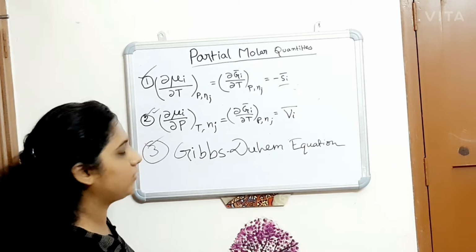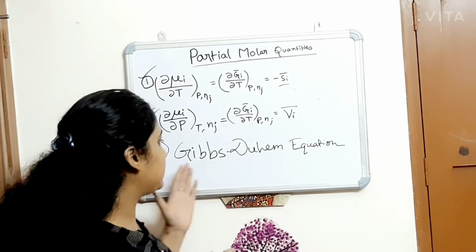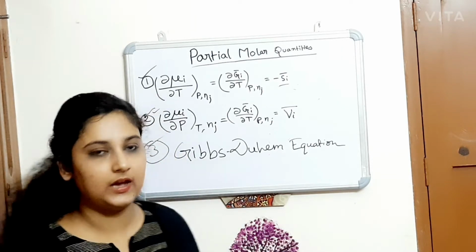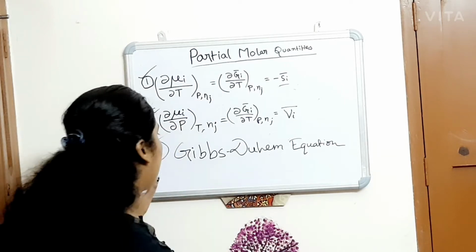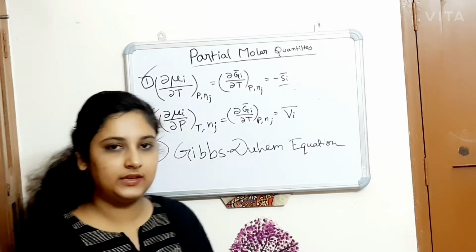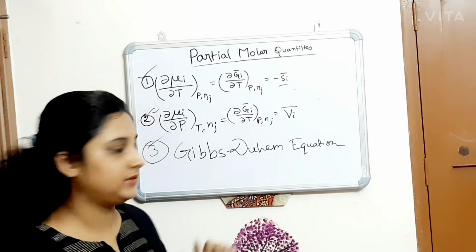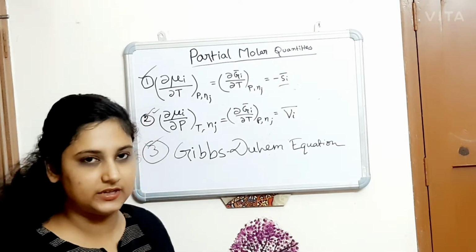From the partial molar quantities, we can very easily derive the Gibbs-Duhem equation. In one of my previous videos, I already covered this section, but I think this is the proper time to explain the Gibbs-Duhem equation. That's why I will derive it again in this section.